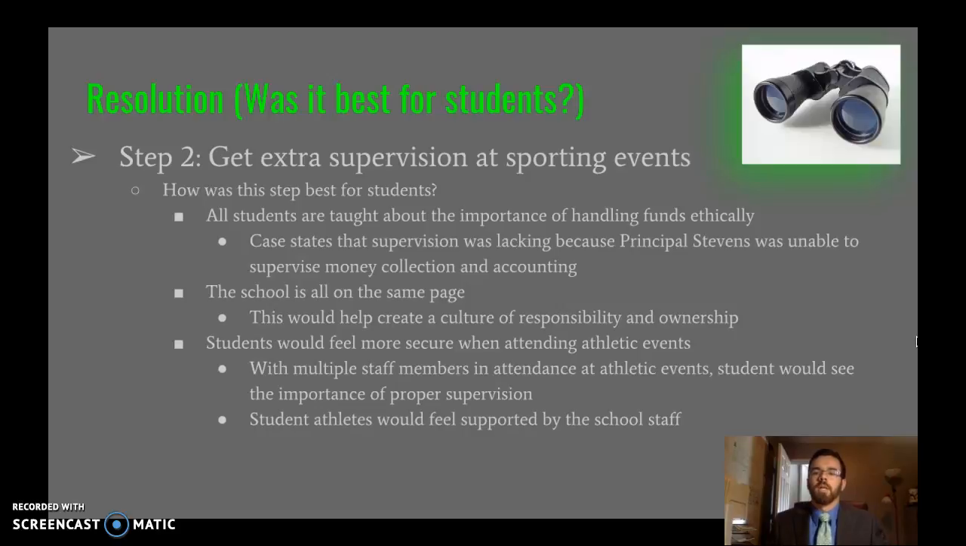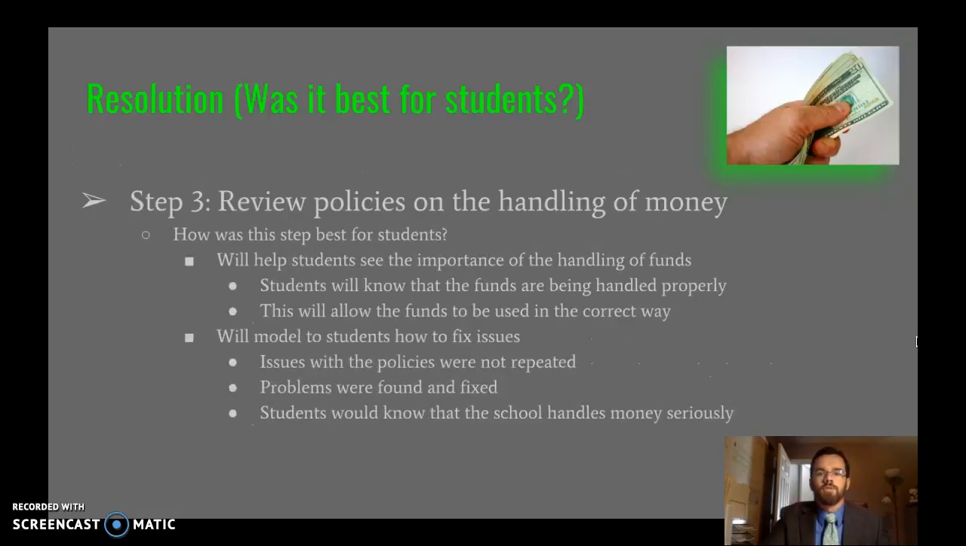The teachers would be the ones owning the running of these different games, and they'd be there. And students would feel more secure when attending athletic events with more district employees there. With multiple staff members in attendance at athletic events, students would see the importance of proper supervision. And student athletes would just in general feel supported by staff. I know when I go to games, students are very happy to see me there. And they always talk to me the next day at school. Oh, thanks for coming to watch. So even though you're getting paid to be there, students love that their teachers are there watching them.